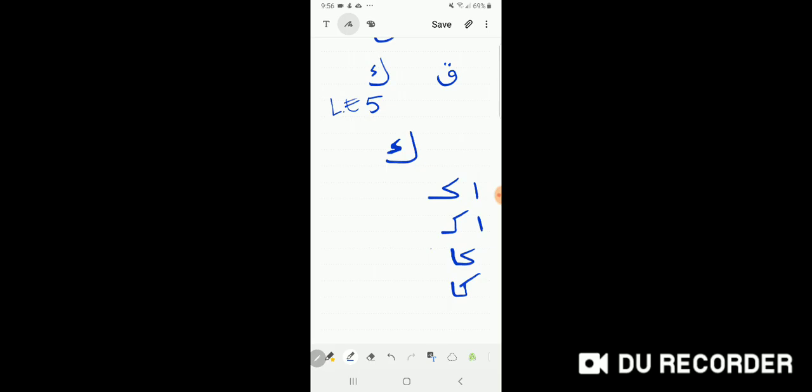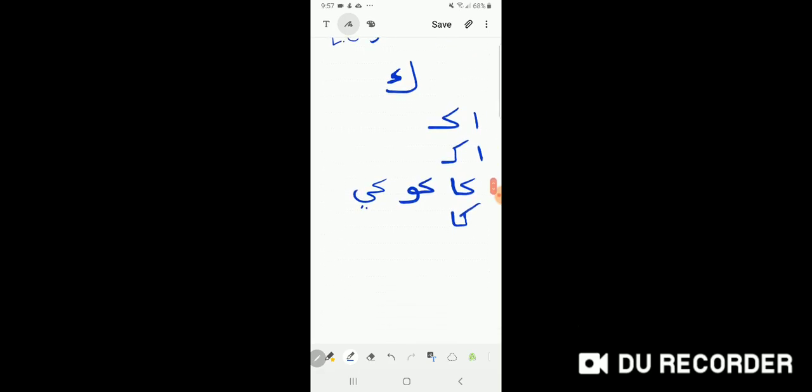Ka, ku, ki. Notice here, the kaf is above the line and the ya is below the line. So don't let yourself get confused with all these squiggly lines.